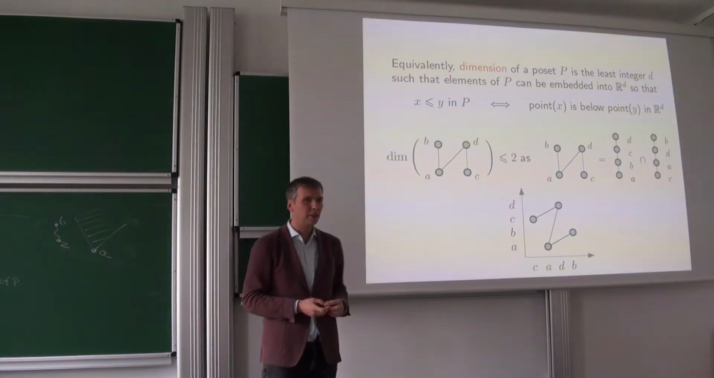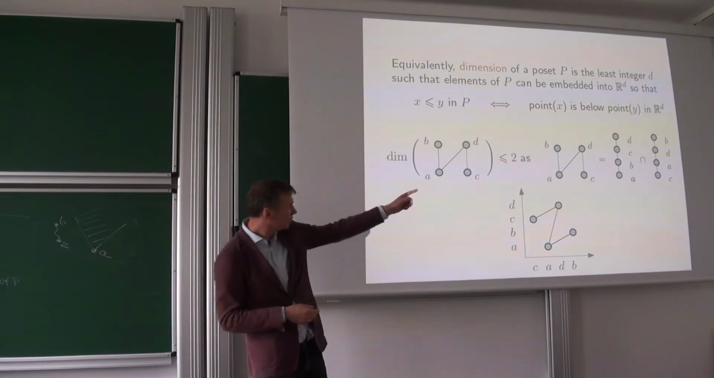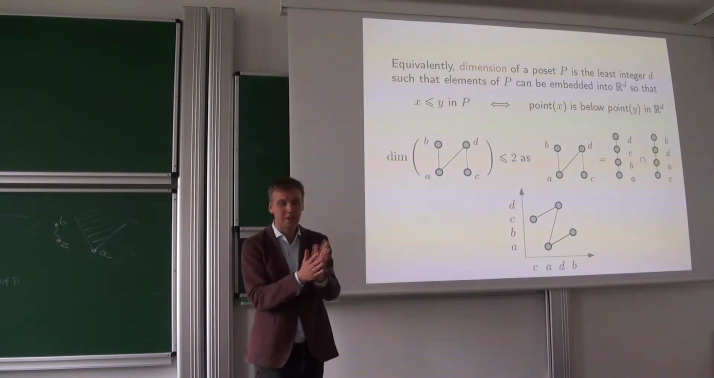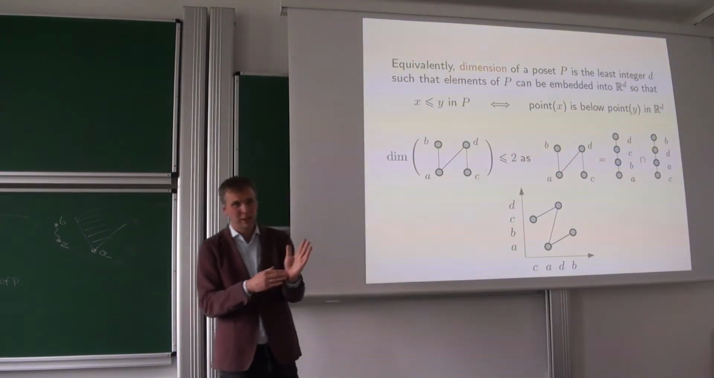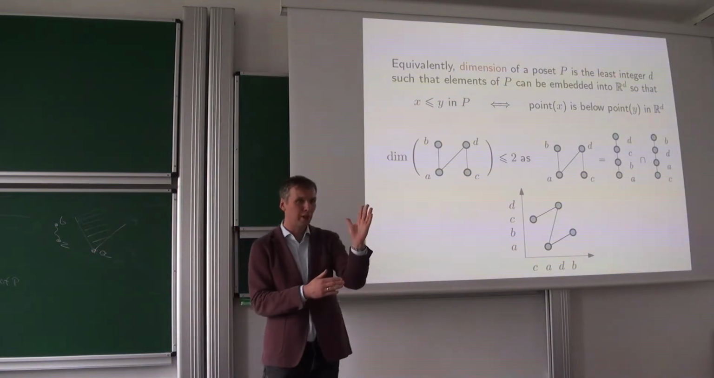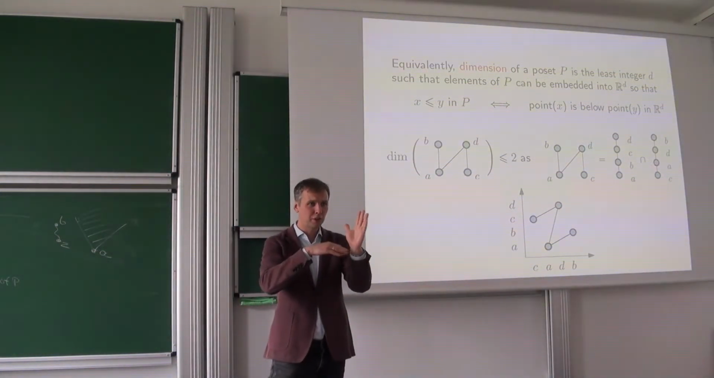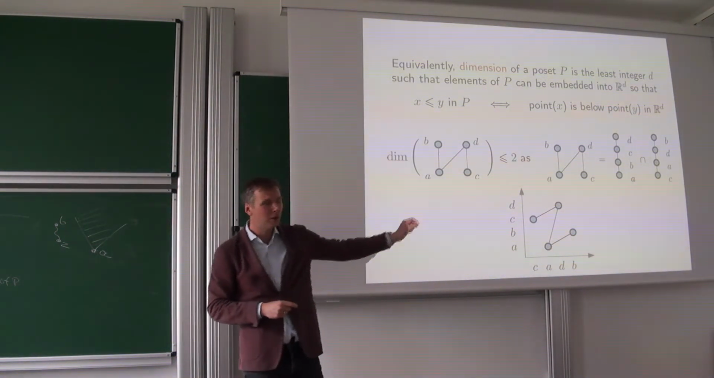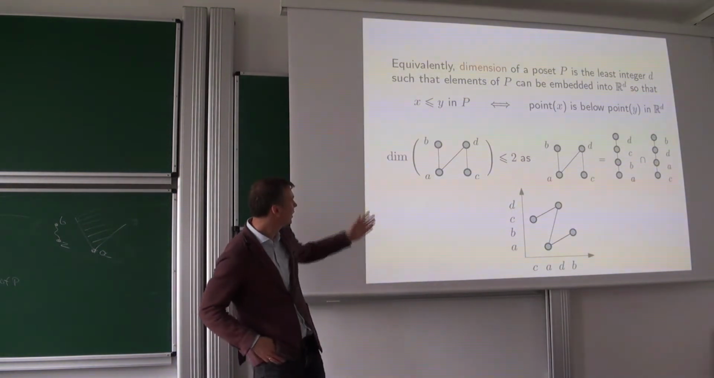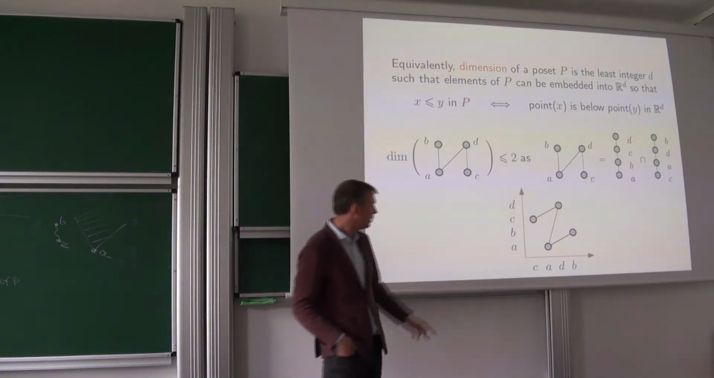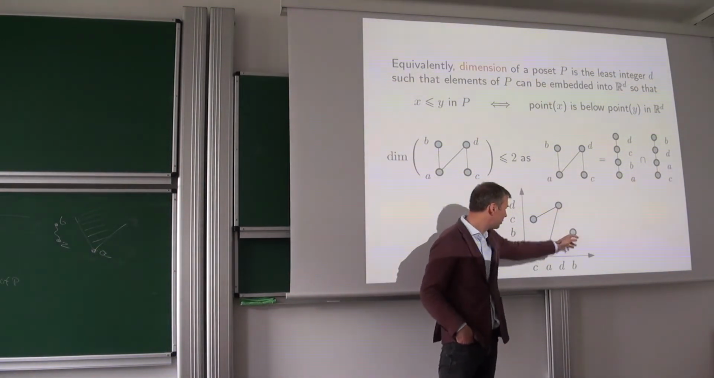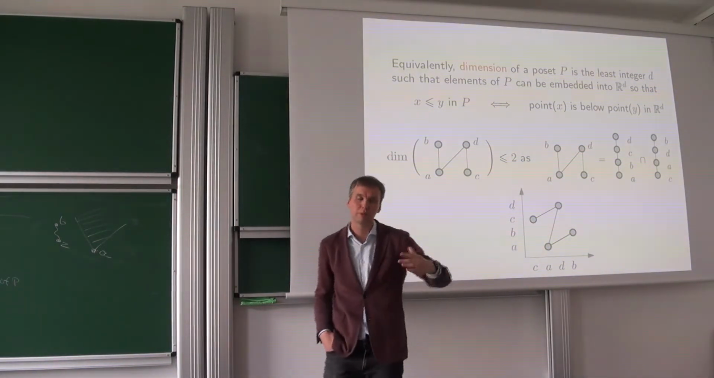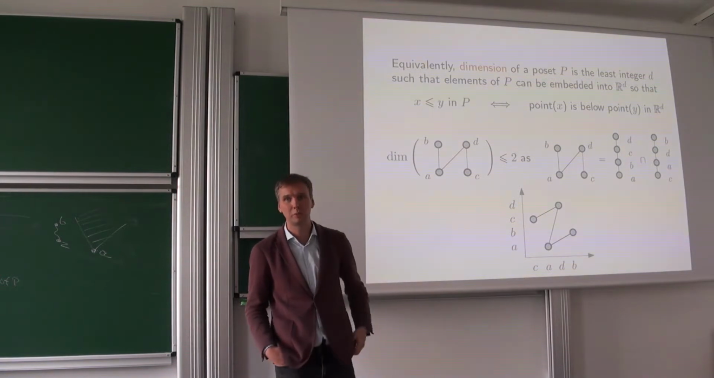So please look at this example again. There was a realizer of size 2. When it's of size 2, it's nice because we can draw it here on the slide. One axis is for one linear extension, the other axis is for the other linear extension. We list the elements, and then we put them into the plane where they belong. And now you can observe that, say, A is below B, and indeed the point of A is below the point of B, because for every coordinate, the coordinate of A is lower than the coordinate of B.